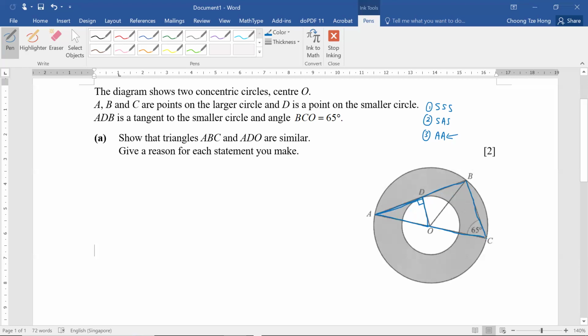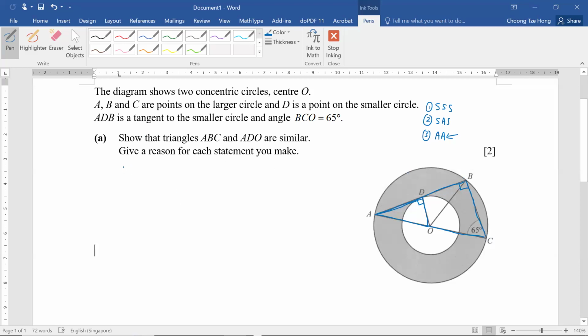The moment you see the diameter AC, you should be thinking about the property right angle in a semicircle, because the diameter always cuts the circle into two semicircles. So indeed, we have a right angle in a semicircle over here. So this will be one pair of angles that we can talk about already. Let's go ahead and write down the working.